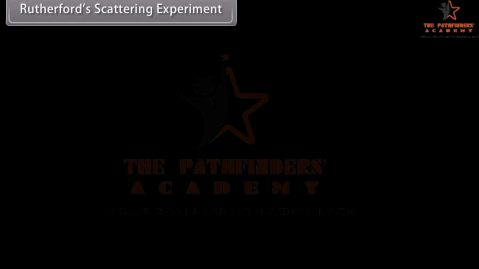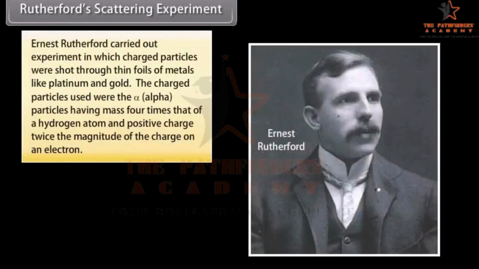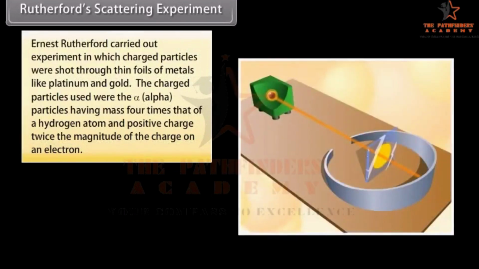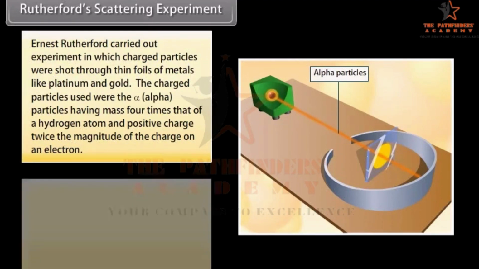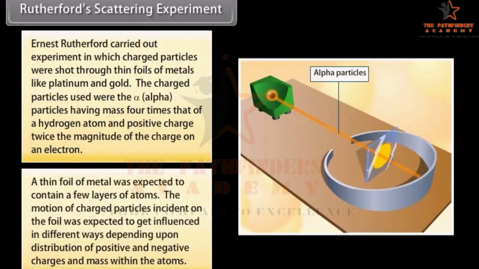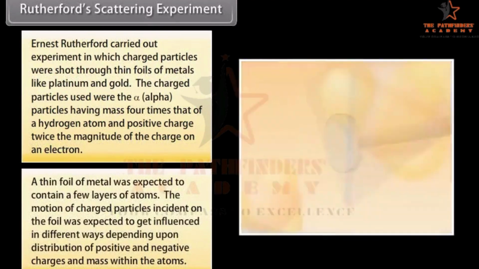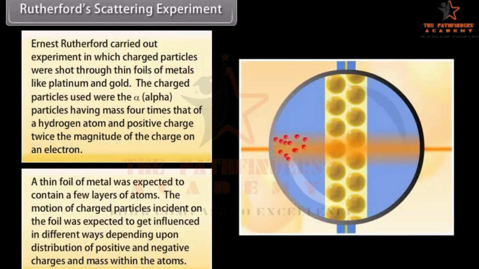Rutherford scattering experiment. Ernst Rutherford carried out experiment in which charged particles were shot through thin foils of metals like platinum and gold. The charged particles used were the alpha particles having mass 4 times that of a hydrogen atom and positive charge twice the magnitude of the charge of an electron. A thin foil of metal was expected to contain a few layers of atoms. The motion of charged particles incident on the foil was expected to get influenced in different ways depending upon distribution of positive and negative charges and mass within the atoms.